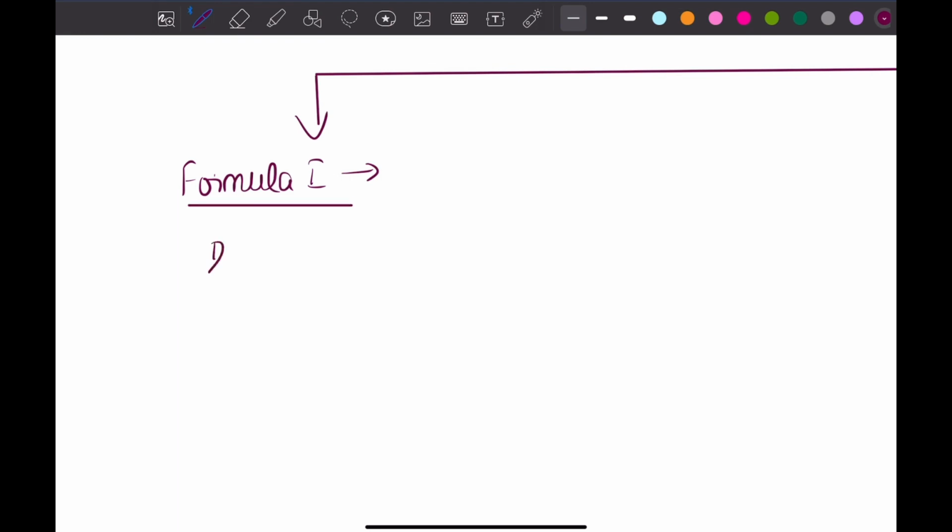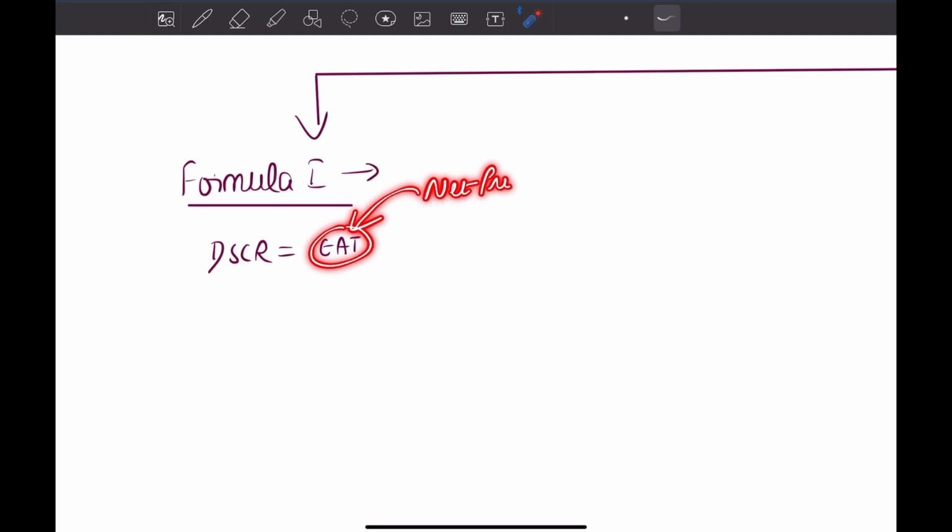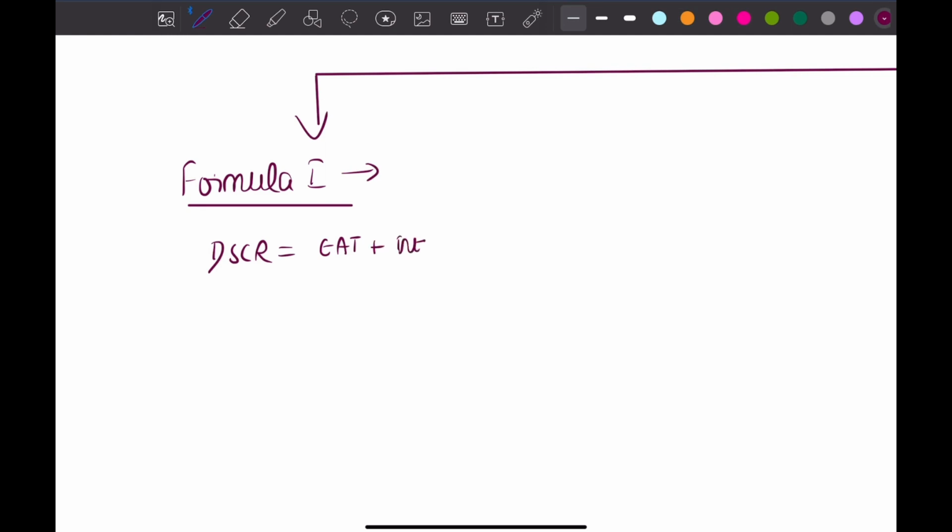DSCR is equal to EAT, which is nothing but what we call the net profit. EAT, earnings after tax, or profit after tax, or net profit, is one and the same thing. In this EAT we have to add back the interest. By adding back the interest, we are nullifying the effect of the interest expense, and then we add back depreciation and amortization expense.